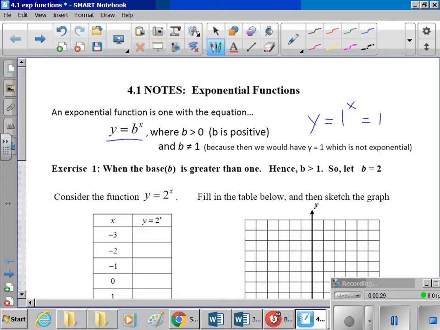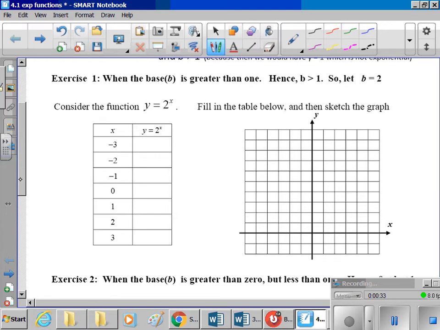So there's two different kinds of exponential function. The first one is called exponential growth, and it happens when the base b is greater than 1. So for our example, we're going to say that b is 2. So consider the function y equals 2 to the power of x.